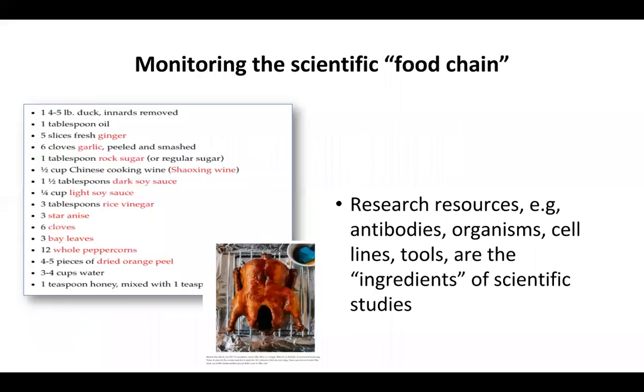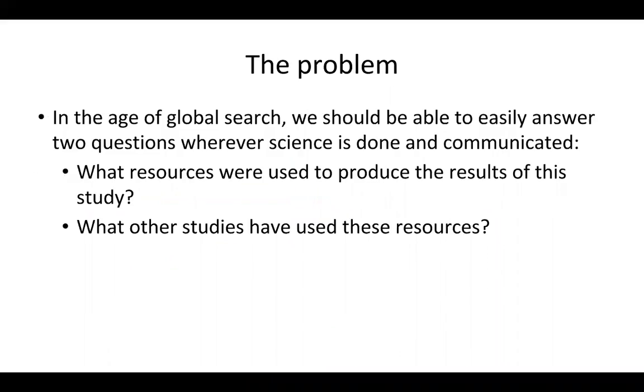So essentially, what are we talking about with RRIDs? Research resources, which again, we're defining as anything that one uses to produce the results of a study, are essentially what we call the ingredients of science. And we all use these, every paper reports on them, yet there's a problem. And this problem is that in the age of global search, Google and everything else, we should be able to answer two questions very easily wherever science is done or communicated.